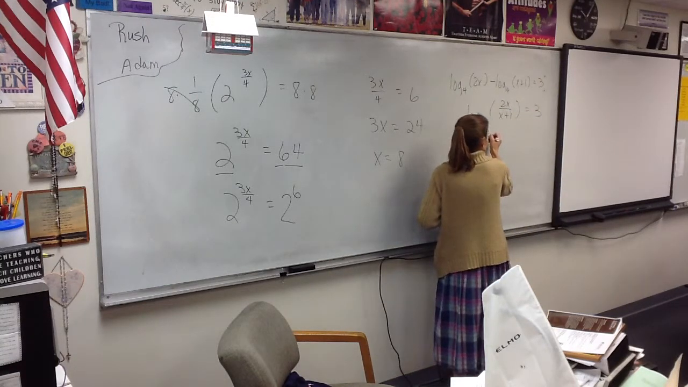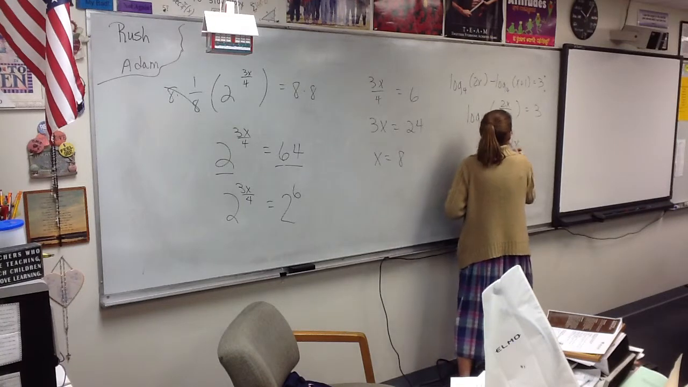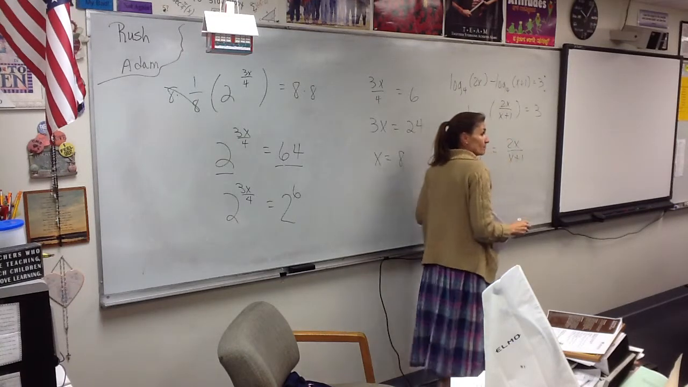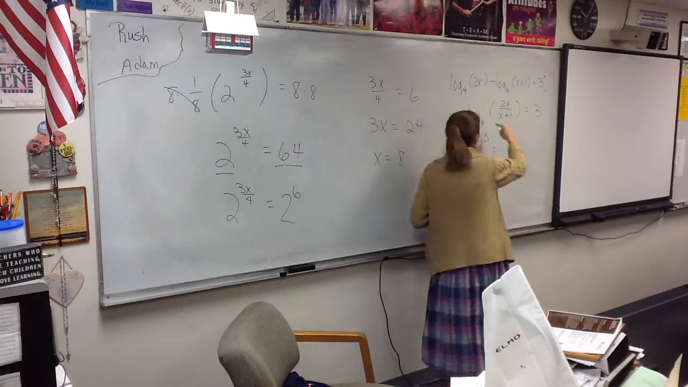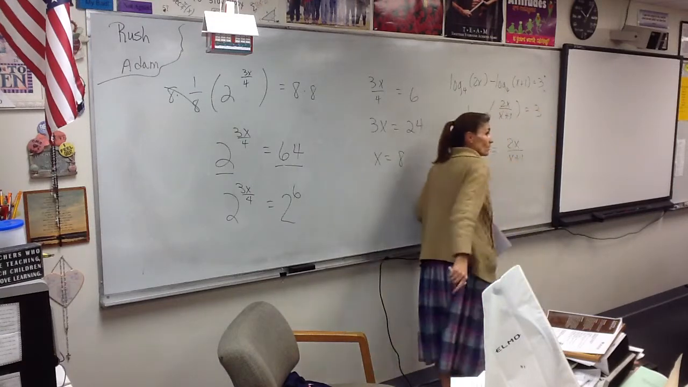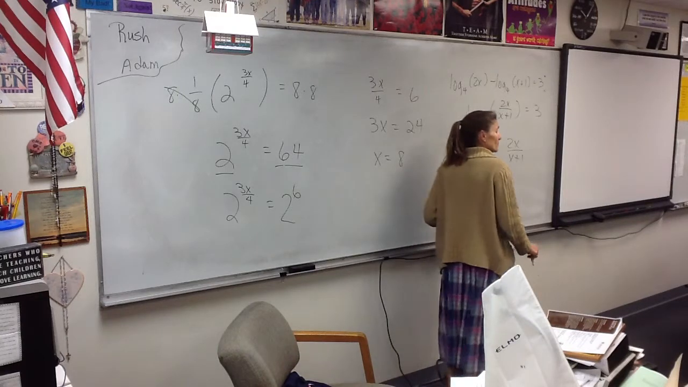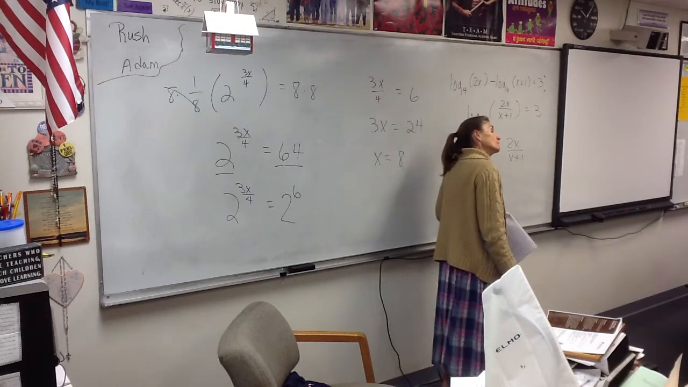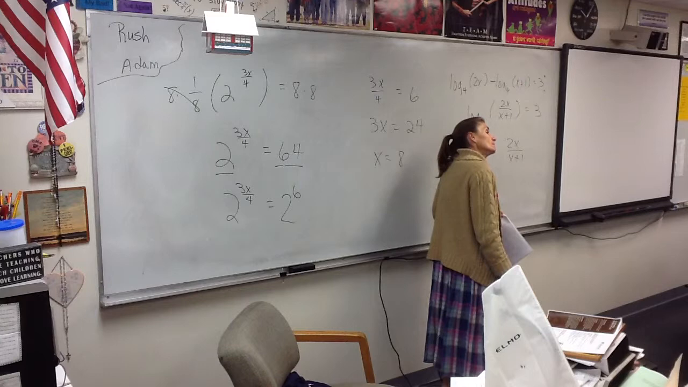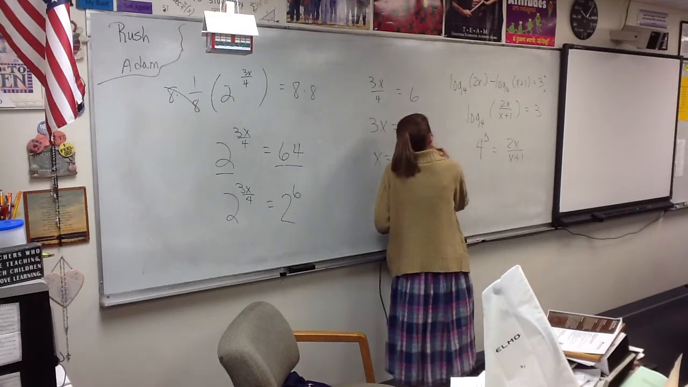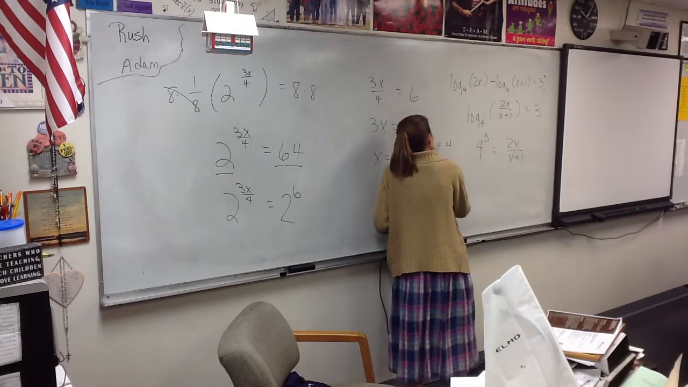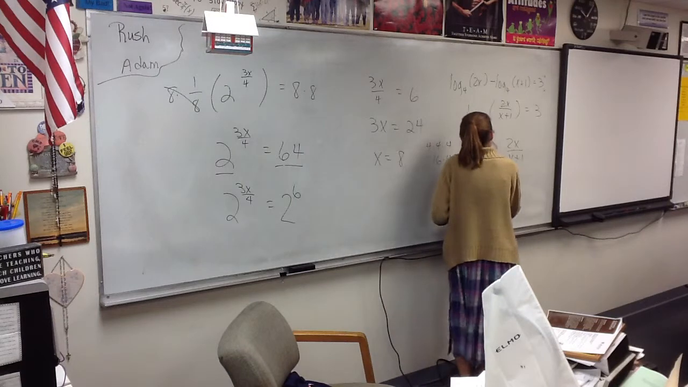And how will this get rewritten? 4 to the third equals 2x over x plus 1. Bryce, 4 to the third equals 2x over x plus 1. What's 4 to the third, Bryce? 48? Nope. 4 times 4 times 4? 16 times 4, that's 64.